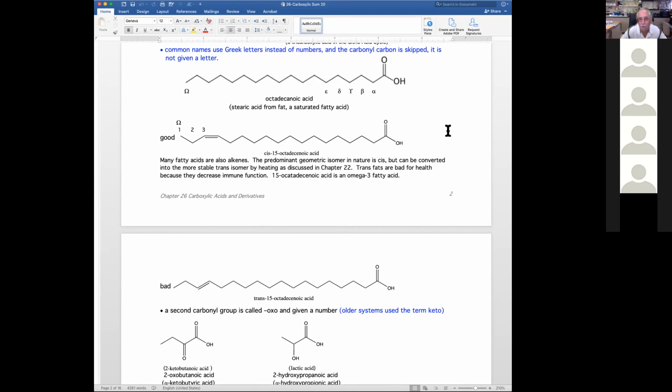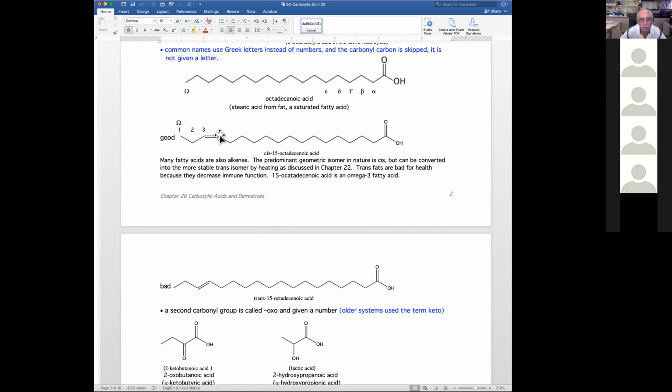Okay. Again, I got 18 carbons in a row, so it'll be octadecanoic acid, but that double bond right there makes me say octadecenoic acid. Now I have to say, where do I first encounter that double bond? Here's carbon number 1. So 1, 2, 3, 4, 5, 6, 7, 8, 9, 10, 11, 12, 13, 14, 15. So it's 15-octadecenoic acid.